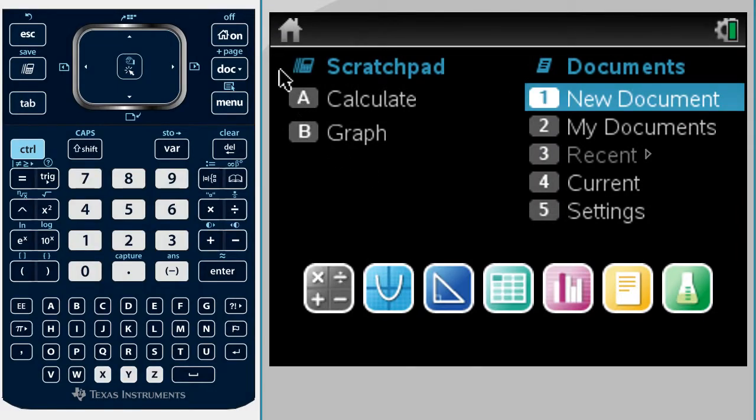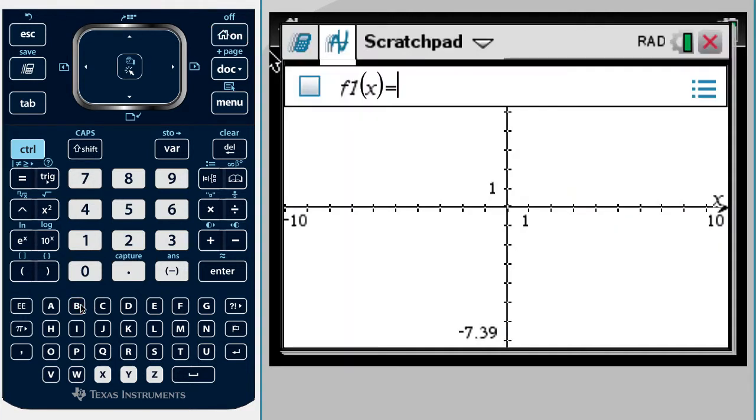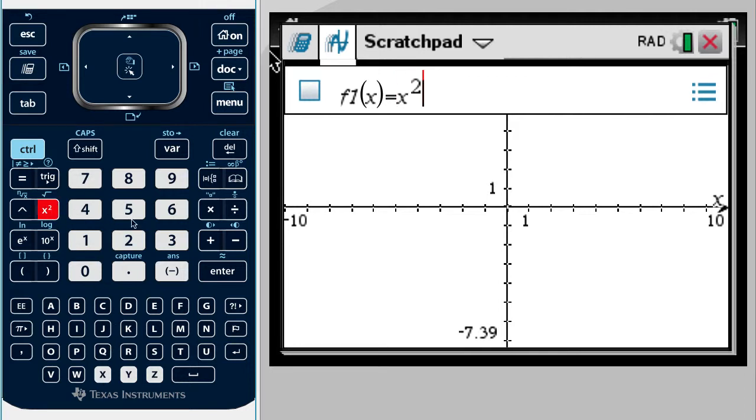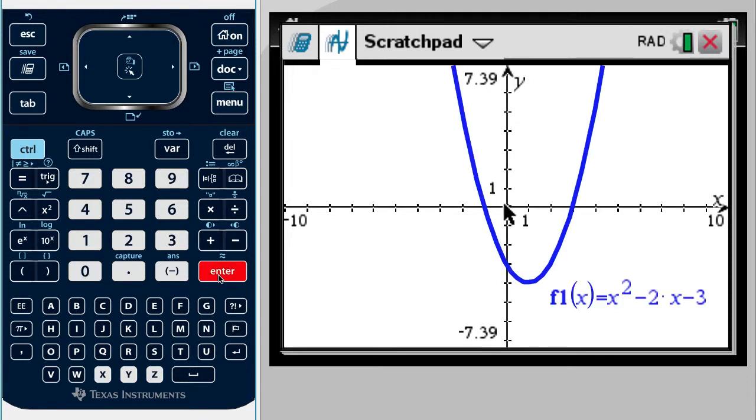First press the Home button, then B to select the graph scratchpad. Now let's input our function. Press X, then x squared, minus 2x minus 3, and then enter. Notice the parabola intersects the x-axis at 2 points.